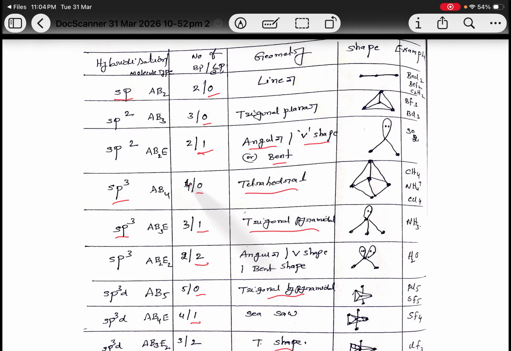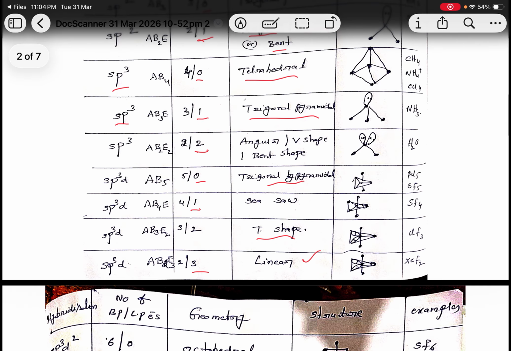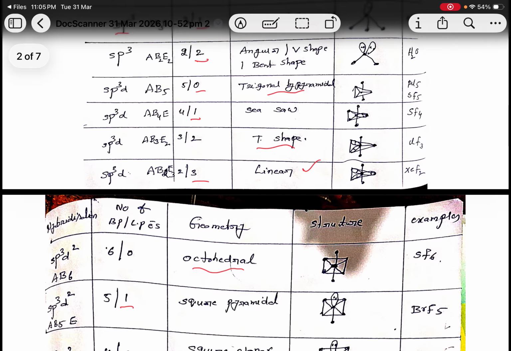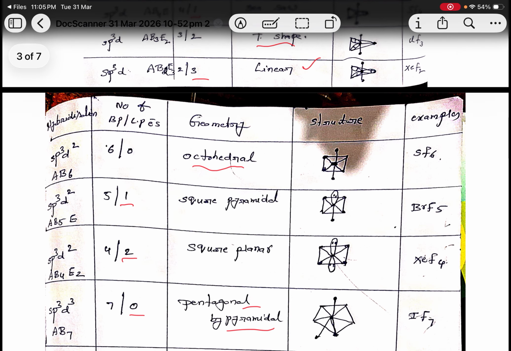AB4 means four bond pairs, zero lone pairs. AB3E means three bond pairs and one lone pair. AB2E2 means two bond pairs and two lone pairs. Similarly, AB5 means five bond pairs of electrons. AB4E means four bond pairs and one lone pair. AB3E2 means three bond pairs and two lone pairs. AB2E3 means two bond pairs and three lone pairs of electrons.